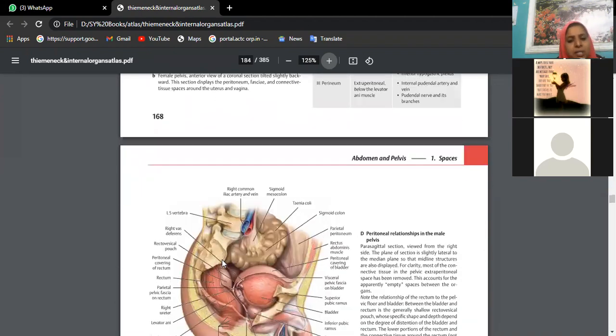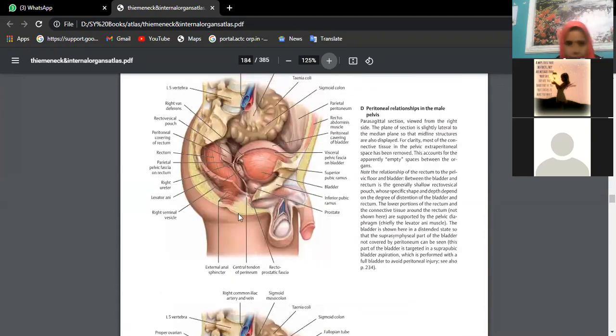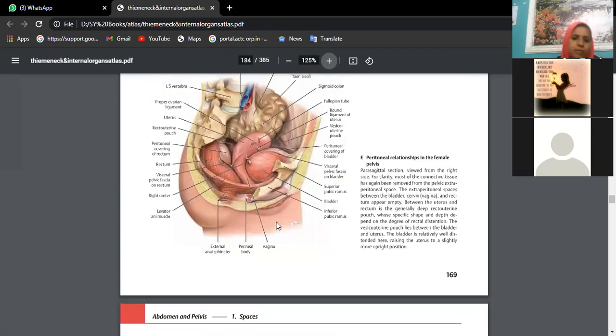So in the sagittal section, first is the male sagittal section of pelvis. This point is the pubic symphysis. Just behind the pubic symphysis, we have the urinary bladder. Behind the urinary bladder, in case of male, we have rectum and anal canal. Covering the superior surface of the urinary bladder, this is the peritoneum. And there is a fold of peritoneum between rectum and urinary bladder. What is the name of this pouch? Rectovesical pouch.